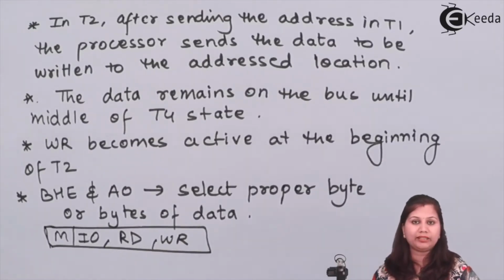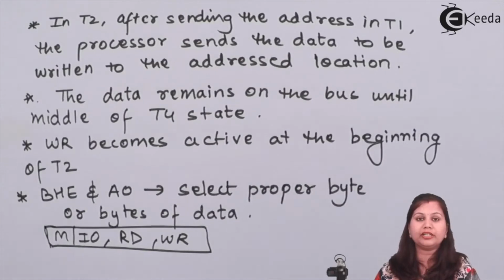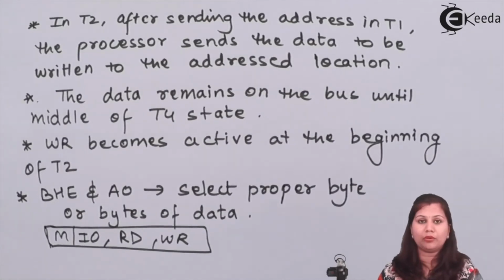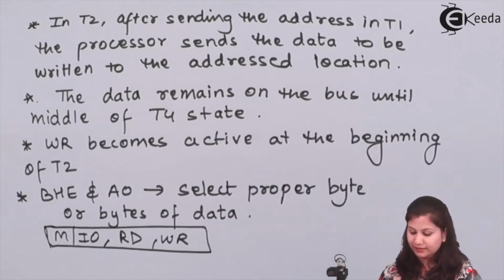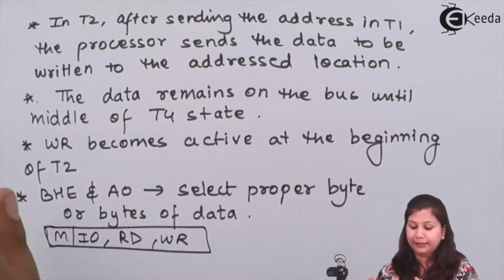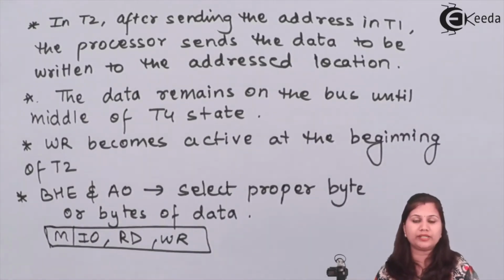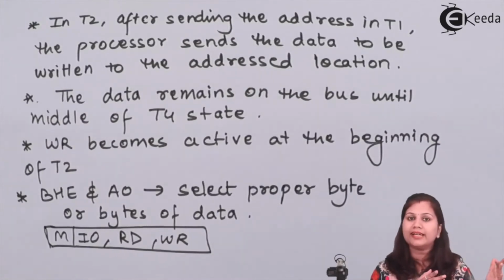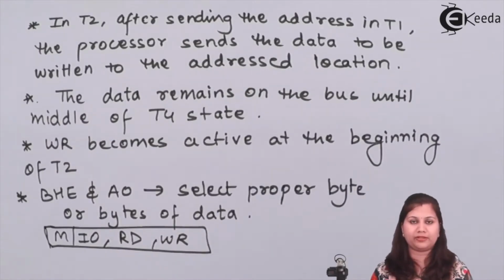So these are the timing diagrams of the different machine cycles when the microprocessor is working in the minimum mode. Minimum mode means that all the control signals like memory, input output, read, write, ALE, bus high enable, all the control signals are provided by the 8086 microprocessor only.